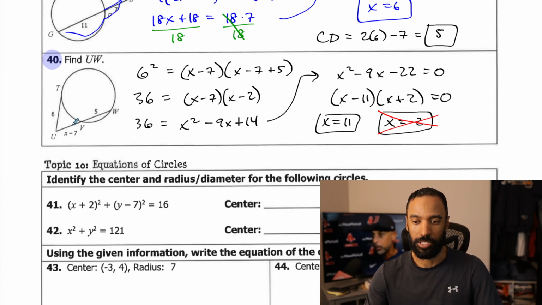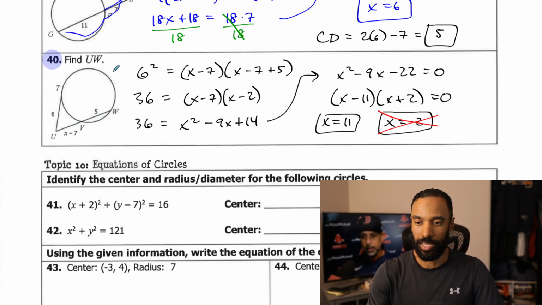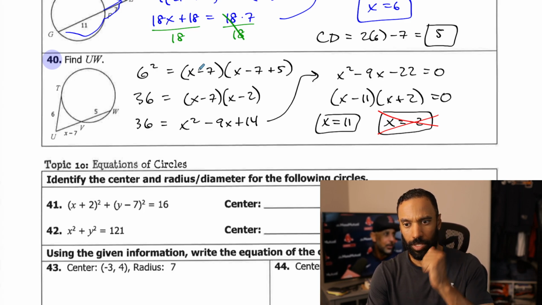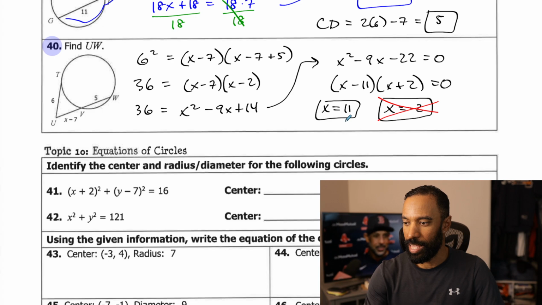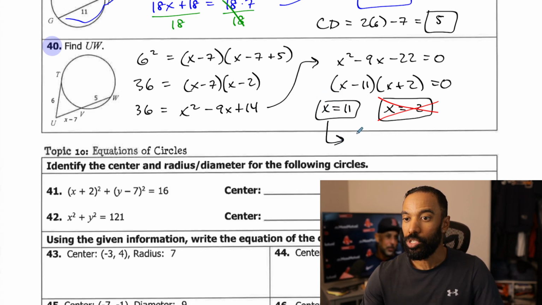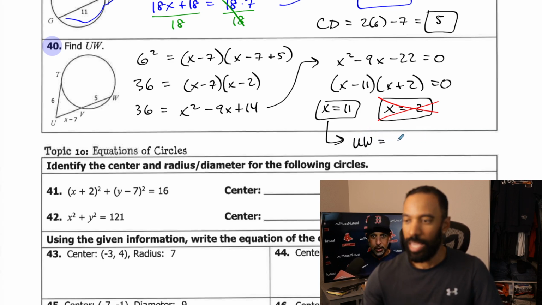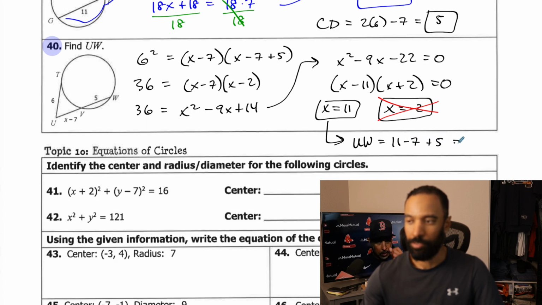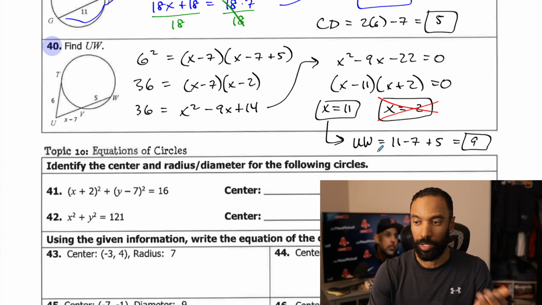11 minus 7 is still positive. That works. And 4 times 4 plus 5, 4 times 9, 36 equals 6 times 6, which is 36. Correct answer prevails. Length of UW. I keep forgetting. So find that length of UW. I got it. UW, I thought it was UV, is 11 minus 7 plus 5, which is 9. And it does, like I said, it does work.